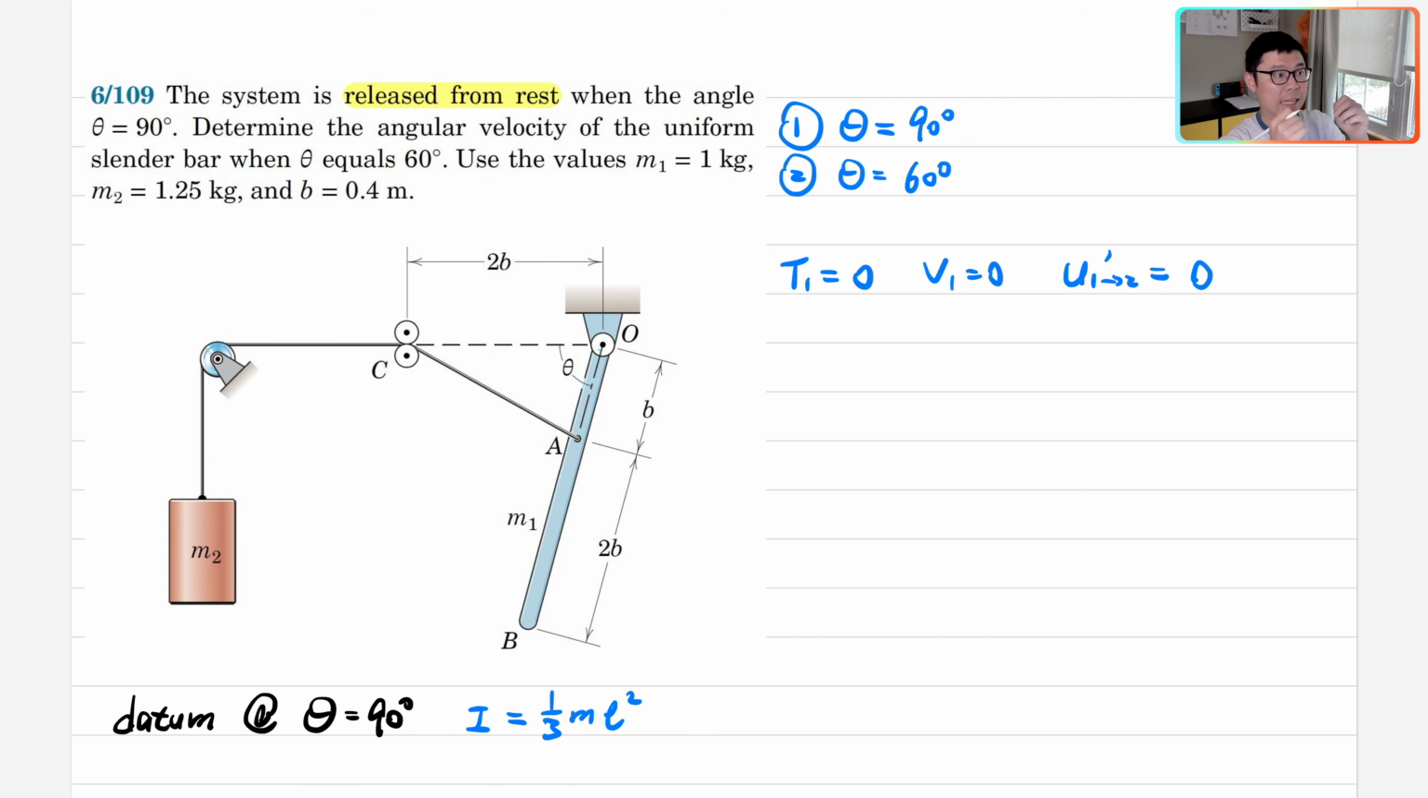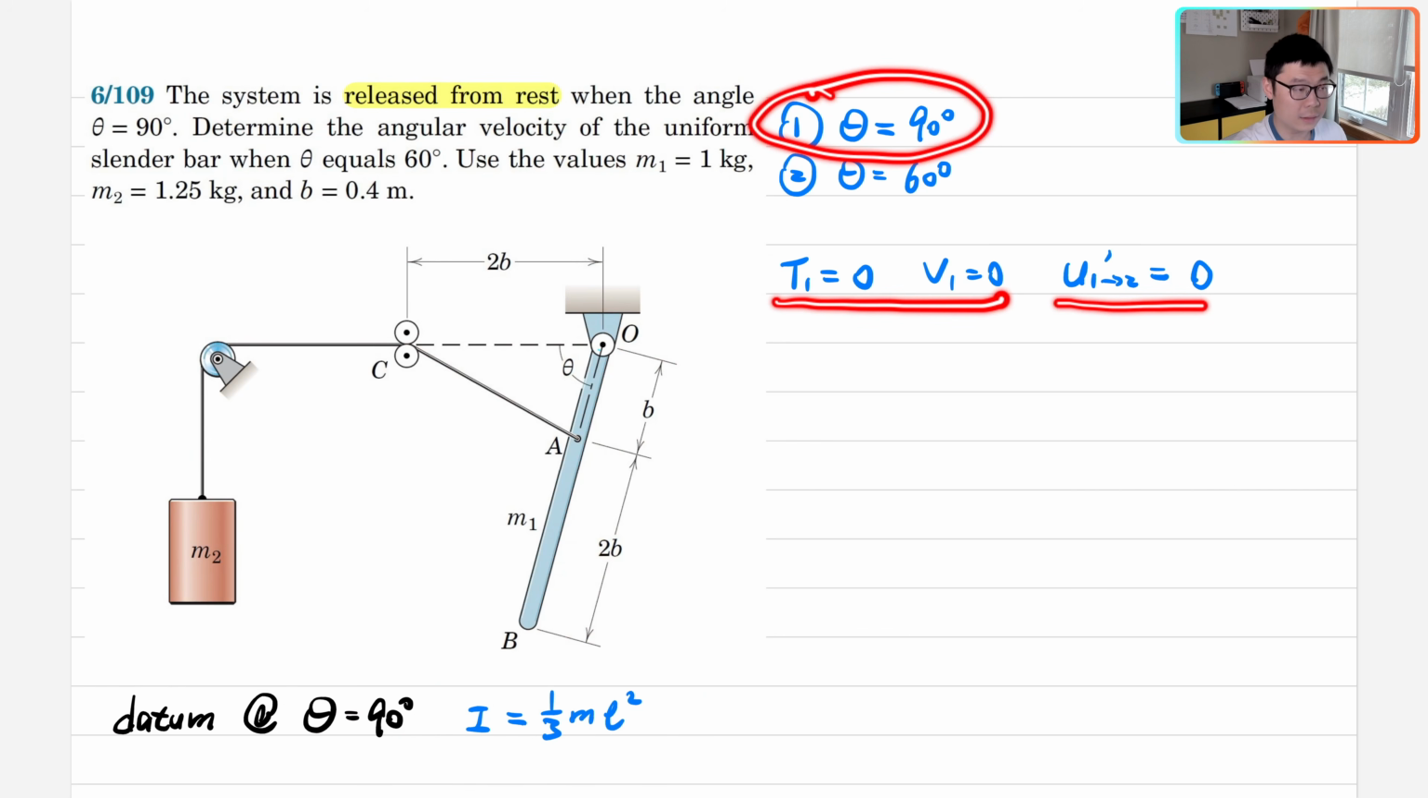Everything happening within the system is the gravitational energy of M2 now dropped, which then lifted the bar up from 90 degrees to 60 degrees. Look at the angle here. So that is our half of the equation. State 1, all 0, and no energy done. No work done. What about state number 2?